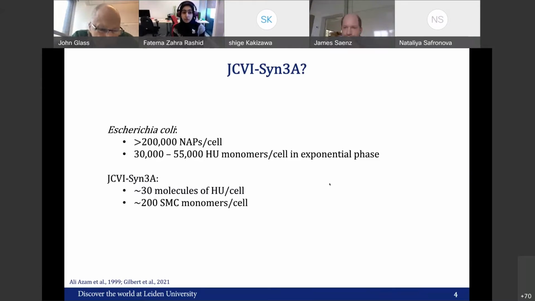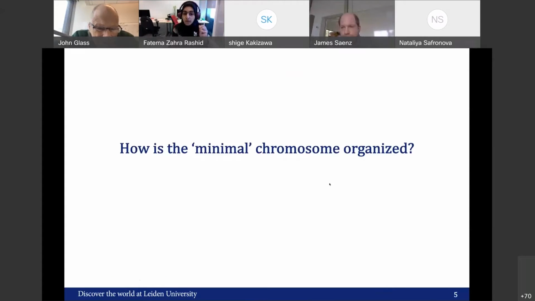This principle makes Syn3A, or the minimal chromosome, rather interesting, because like, for example, a model organism, Escherichia coli, that has about 200,000 nucleoid-associated proteins in itself, Syn3A has about 230. And like was mentioned in the introduction last week, this means that the Syn3A chromosome is reminiscent of those chromosomes at the very early stages of chromatin evolution. And that makes it interesting because we now wonder how this chromosome is organized. So what are the most basic principles of chromosome organization?